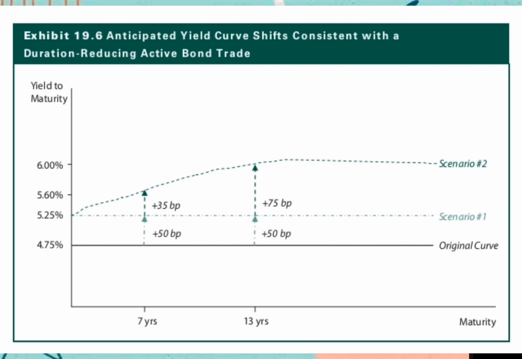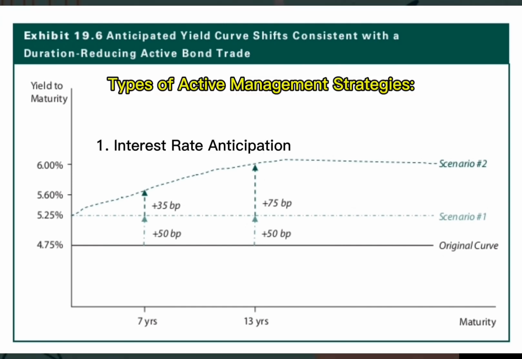Scenario number 1 shows a smaller increase with 35 basis points at 7 years and 50 basis points at 13 years. Scenario number 2 shows a larger increase with 50 basis points at 7 years and 75 basis points at 13 years. So these scenarios illustrate how a duration reducing trade might profit if yields shift as predicted in either scenario. The shorter duration bonds would benefit more from the yield increases than the longer duration bonds.